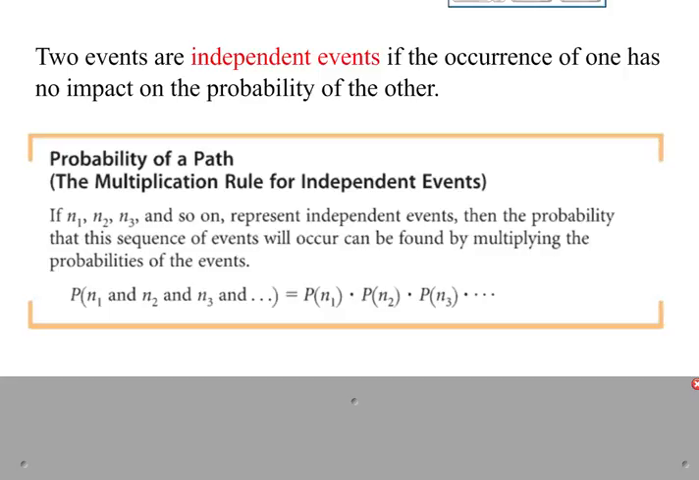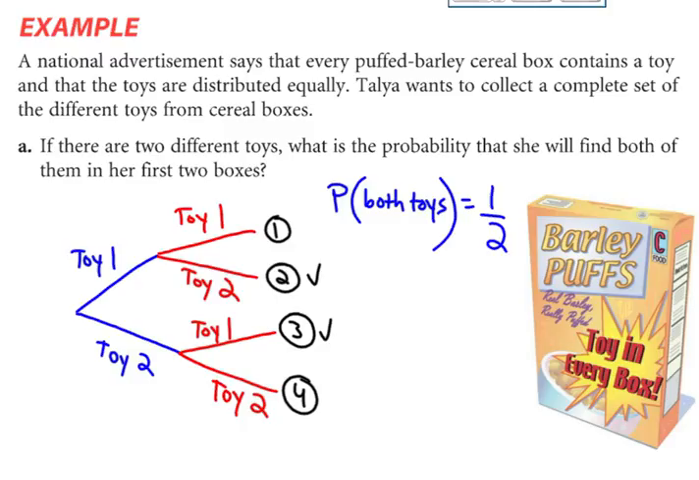Let me go back and show you how. We're back here to our very first example, right? And what we did here is we found that 2 out of the 4 outcomes gave Talia both toys in her first 2 cereal boxes. Well, we also could have used the probabilities here. The probability of getting toy 1 was 0.5. The probability of getting toy 2 was 0.5. So all of these are 0.5.